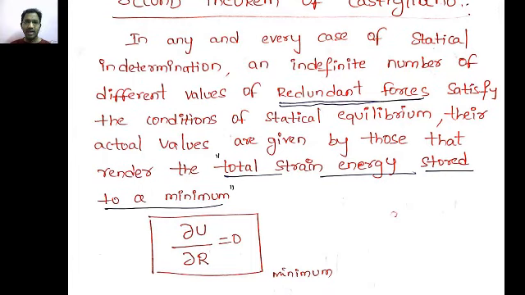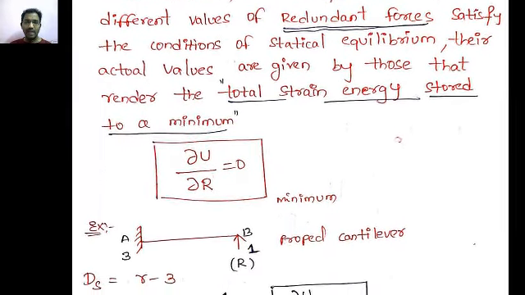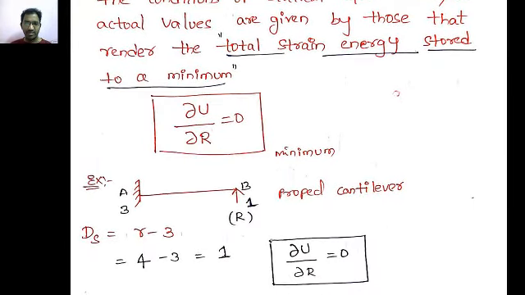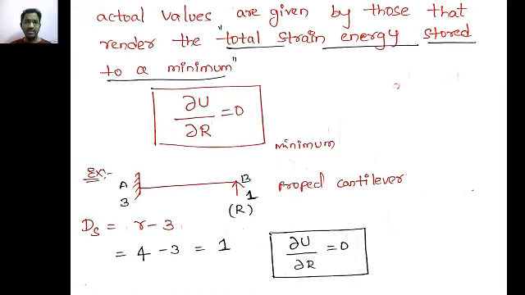Just to help understanding, I am taking one example. Take the propped cantilever beam. For the propped cantilever beam, one support is a fixed support, and another is one reaction at point B. Just observe here. For the fixed support we have 3 reactions, and for the normal reaction we have 1 reaction.